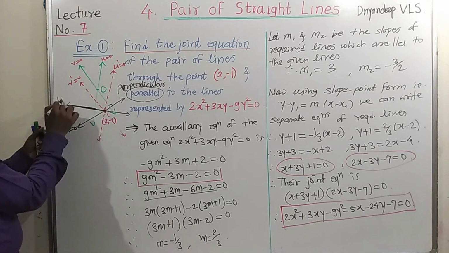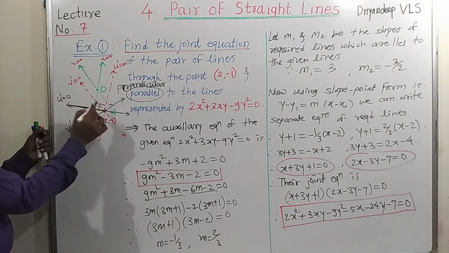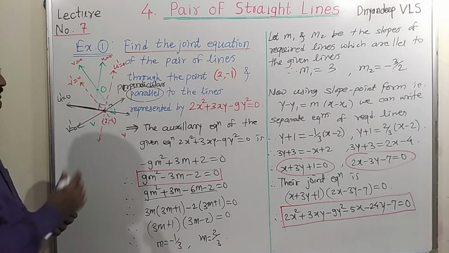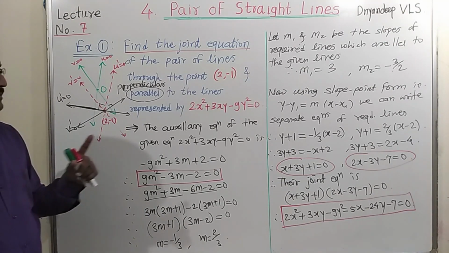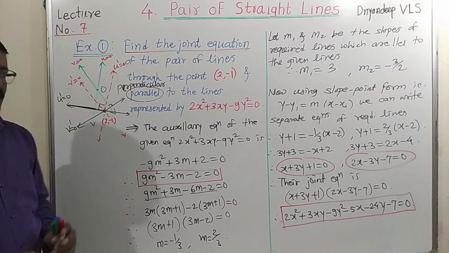This will be u dash equal to 0. Okay, this is perpendicular. So in this way there are also two lines which are perpendicular to the given lines. So there are two types of questions. One is parallel to the lines and another is perpendicular to the lines.